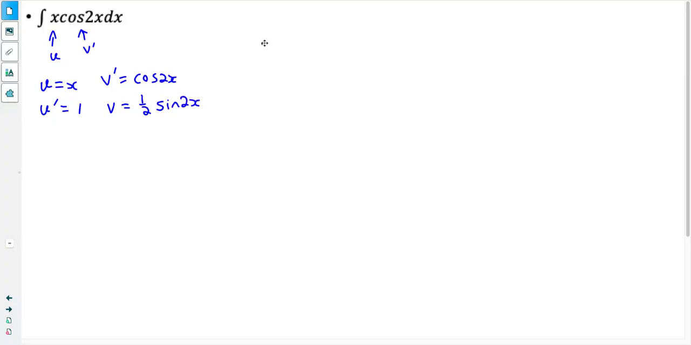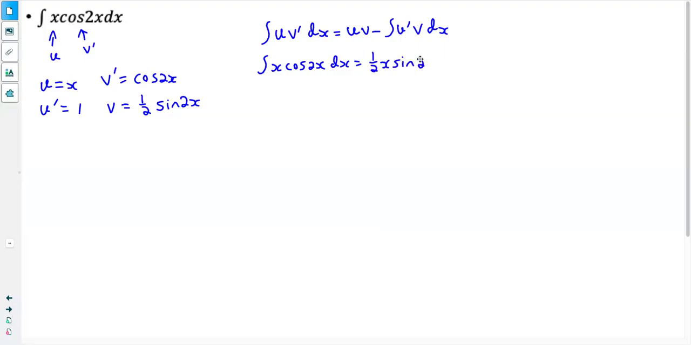And once again, we'll follow our integral of uv prime dx is equal to uv minus the integral of u prime v dx. So we have the integral of x cos 2x dx is equal to uv. So x times 1/2 sine 2x. So we've got 1/2 x sine of 2x minus our integral of u prime v. So in this case, we've got 1 times 1/2 sine 2x.